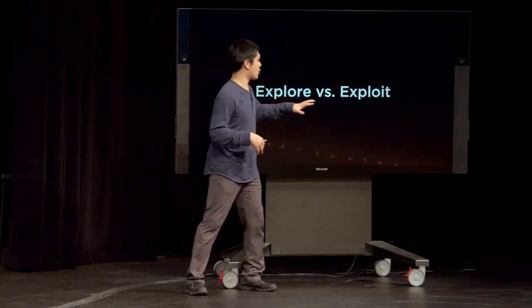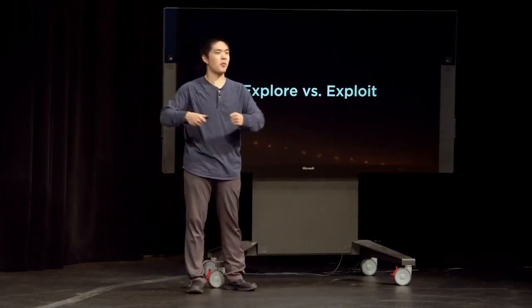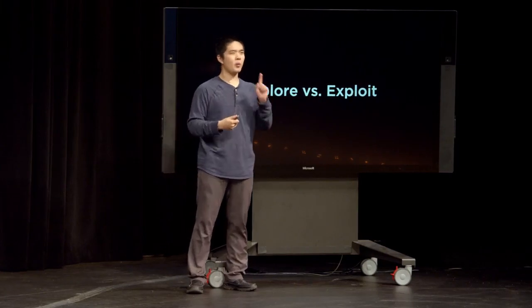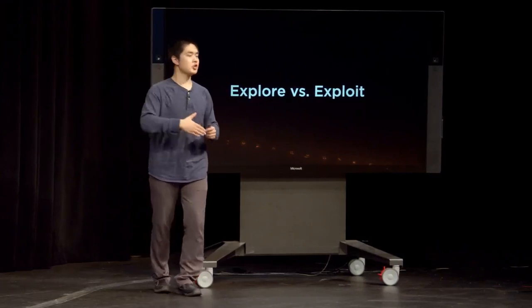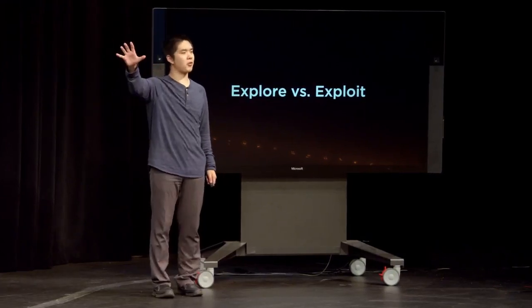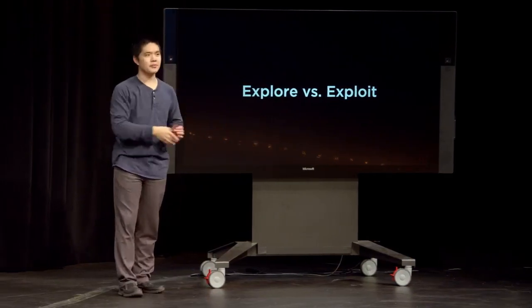We want AI to exploit the knowledge it already has. It knows what to do. It knows what not to do. We want it to use that information. But we also want it to explore a little bit. We want it to sometimes try some new action that it hasn't tried before, because maybe that'll be even better than the things it has already tried in the past.